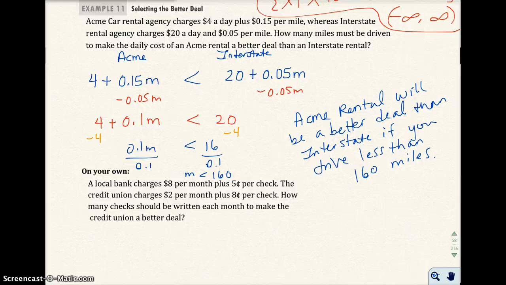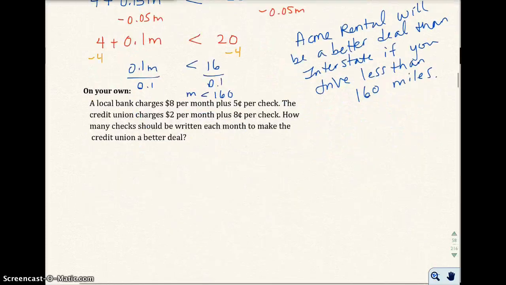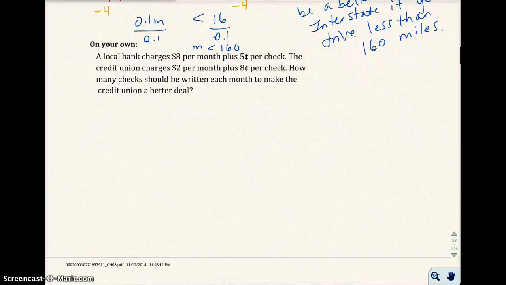So again, I'm going to have you try one on your own. This one is a bank that charges $8 per month plus 5 cents per check. A credit union charges $2 a month but 8 cents per check. So again, this one has an initial bigger charge but less per check, a smaller initial charge but more per check. How many checks should be written each month to make the credit union a better deal?